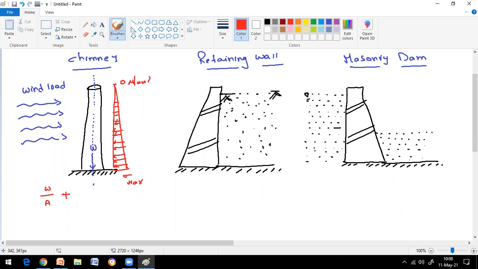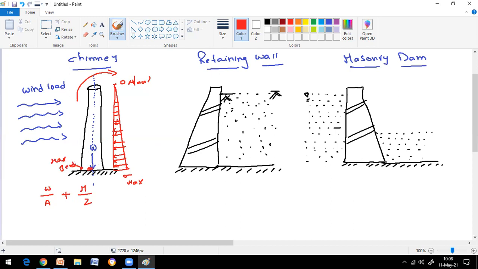At which portion of the chimney will you have the maximum bending stress? Top or bottom? Bottom, sir. Okay, so the maximum bending stress will always be at the bottom. This bending stress is developed due to the wind load. This wind will make the chimney turn like this, to twist at this portion. So the maximum bending stresses will develop at the bottommost portion of the member.